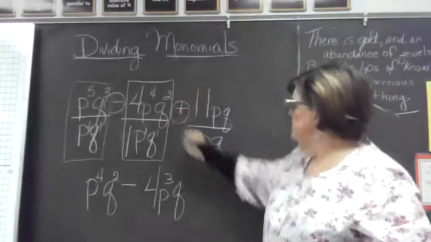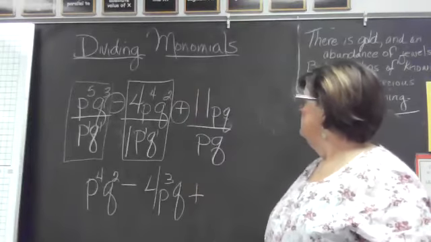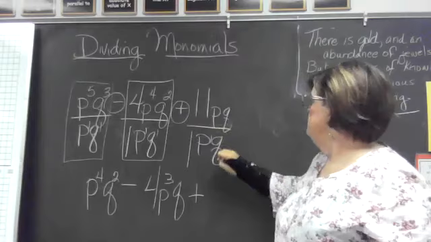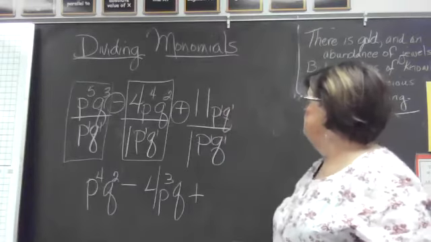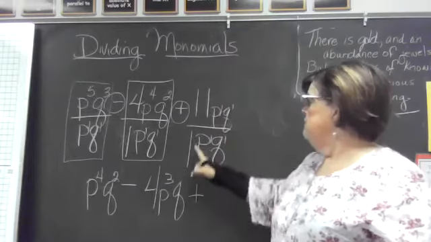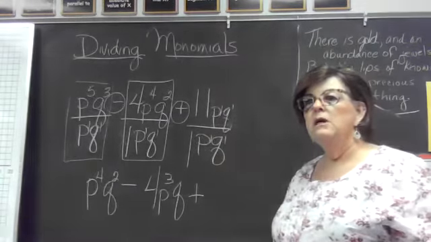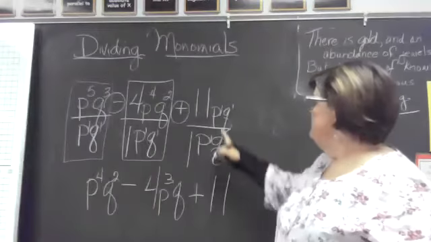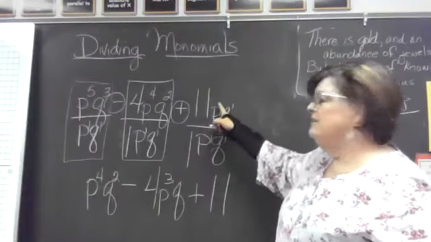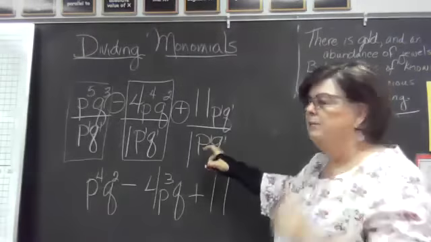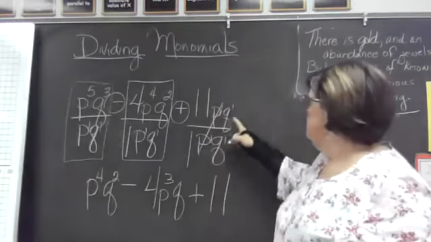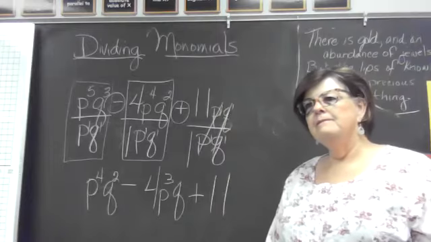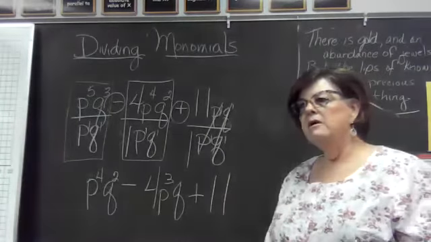Then plus, and this is 11 divided by the invisible 1. 11 divided by 1 is 11. And then this is exactly the same, so it cancels completely out to a 1. This cancels out completely, and here is your answer. Not bad at all, huh?